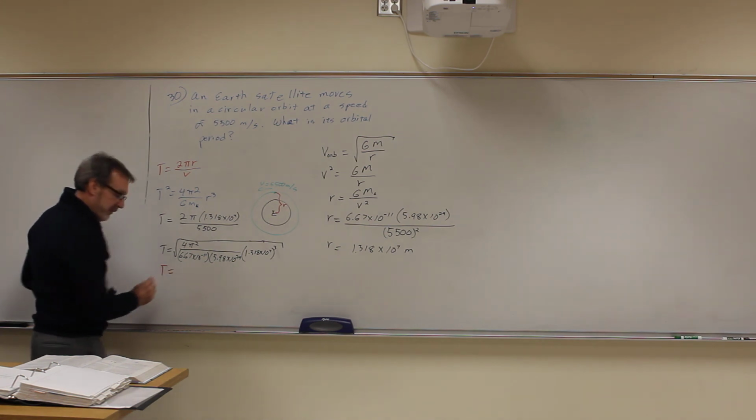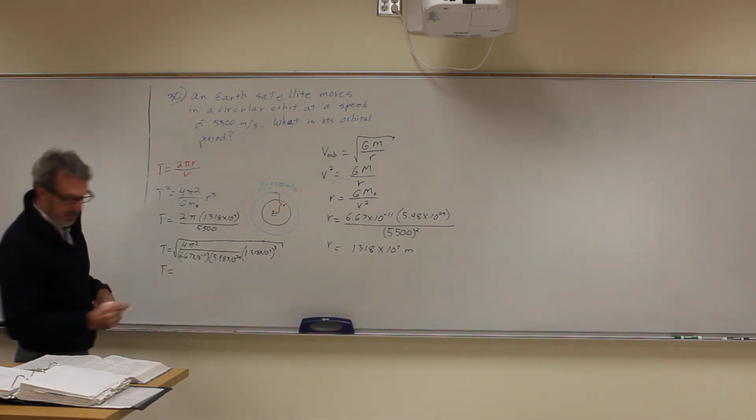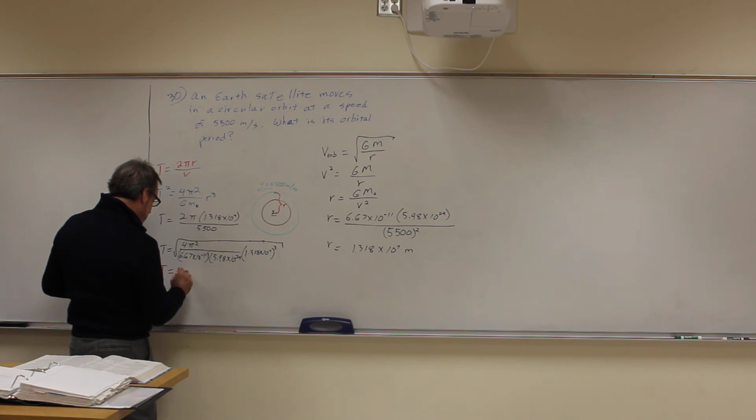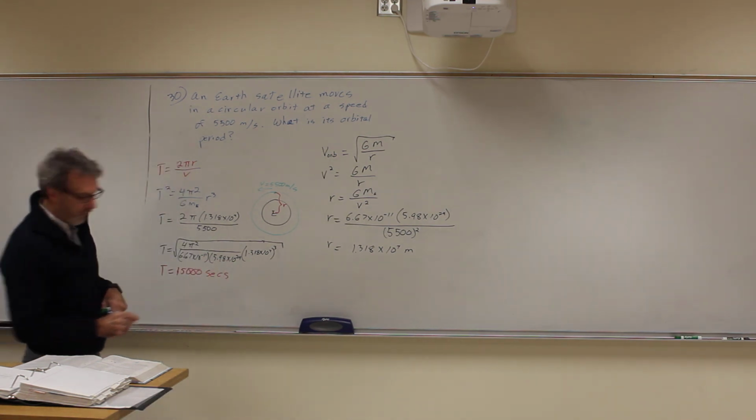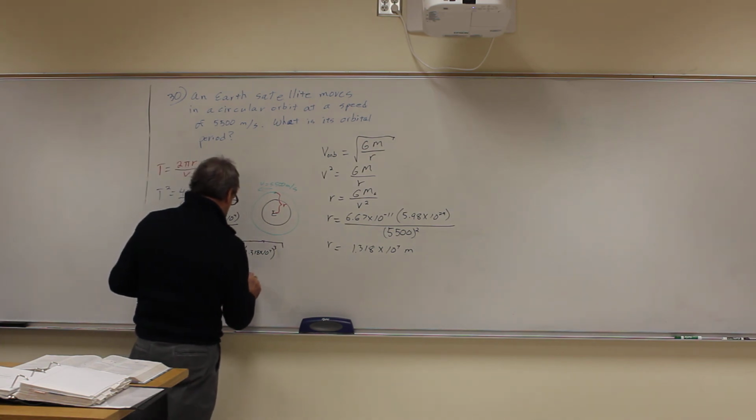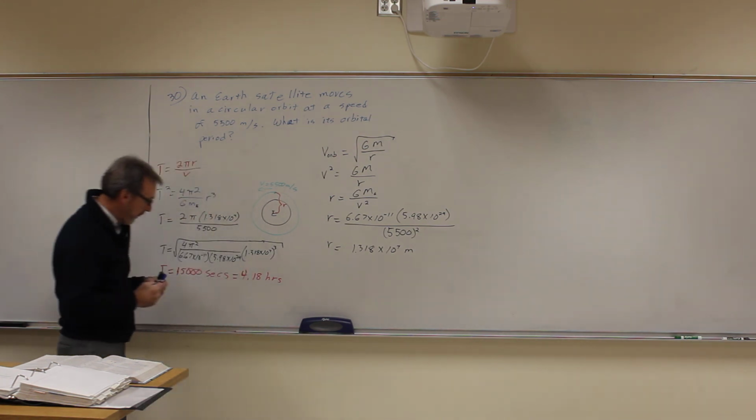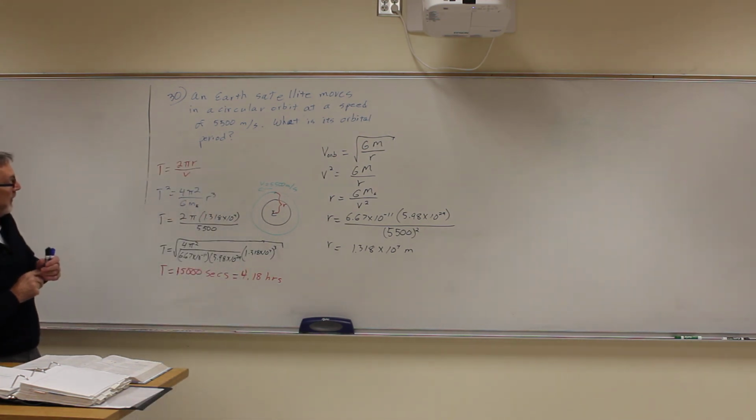And when you do that, you get T is equal to 15,000 seconds, which is 4.18 hours to orbit the Earth. And that's how you would do one like that.